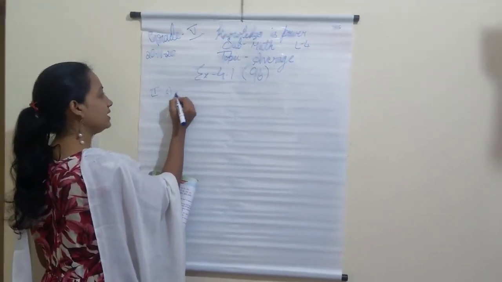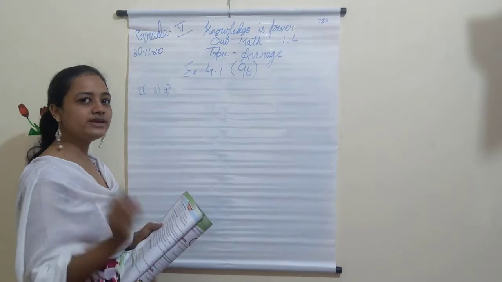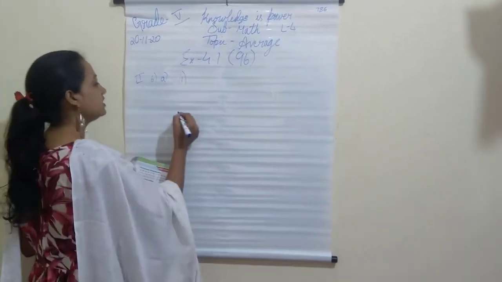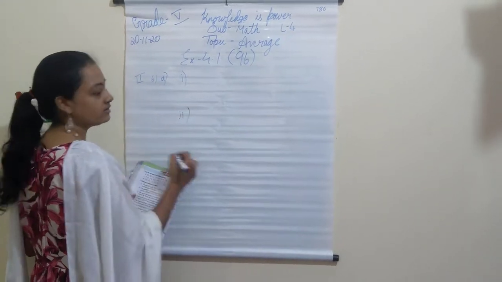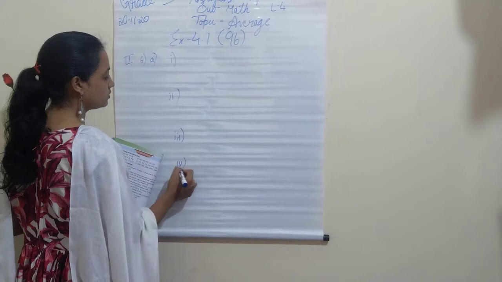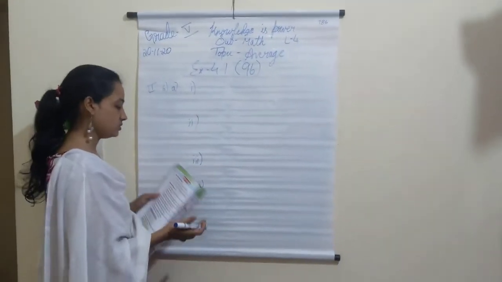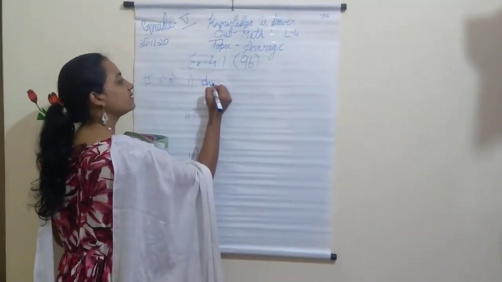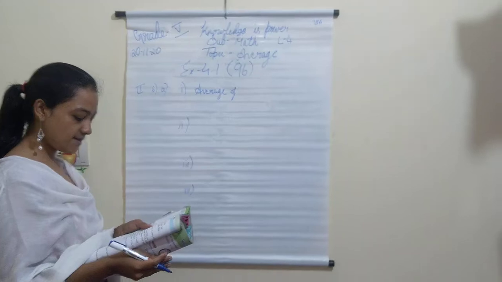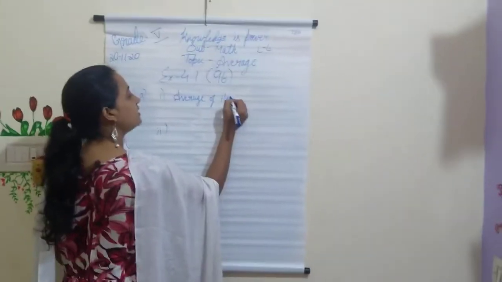So 6th one, I am solving for A question. I should find the average of each student. So first I should find the first student's average, next the second student's average, third student's average and fourth student's average. So let's find the first student's average. What's the first student's name? Harshit.